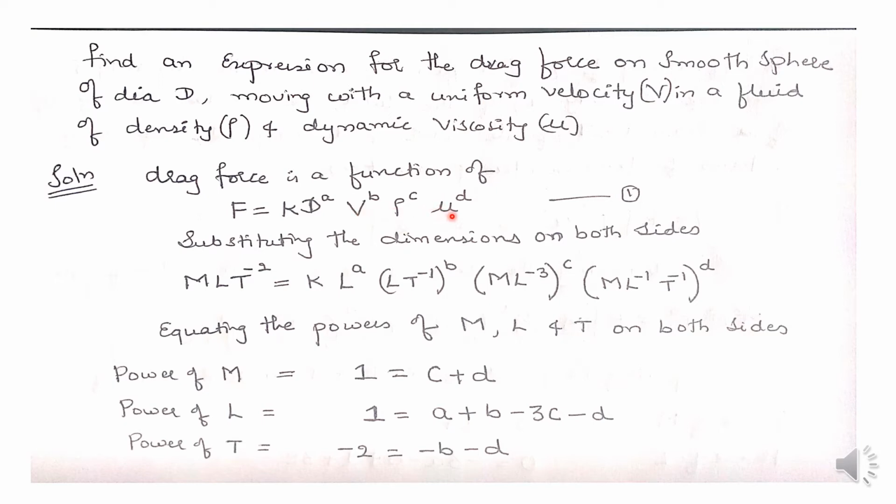Next step, if I remove this function term, then I write this equation mathematically as drag force F equals k, where k is a constant, d to the power a, v to the power b, where d is the diameter and v is the velocity, rho to the power c, and viscosity mu to the power d. Let me call this equation 1. This is the standard method followed in Rayleigh's method. We have to solve each and every problem in a similar manner.